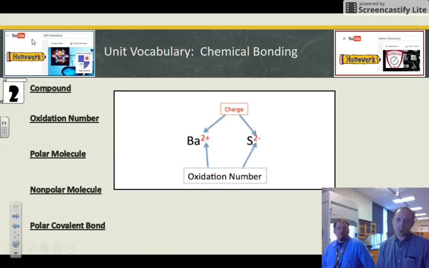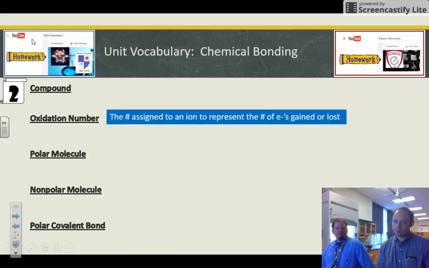Oxidation number. So this is that charge number in the upper right-hand corner. And this is the number assigned to an ion to represent how many electrons it's gained or lost, showing its current charge because of that. And it is stable as the ion because of the octet rule.